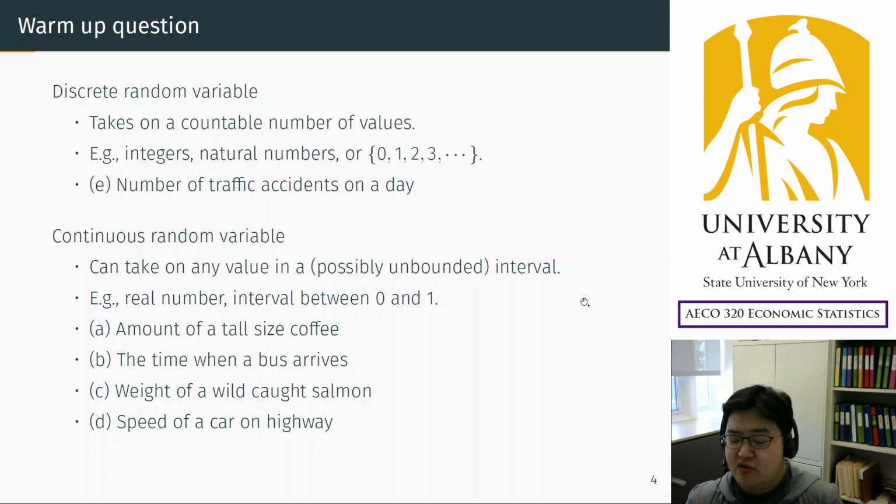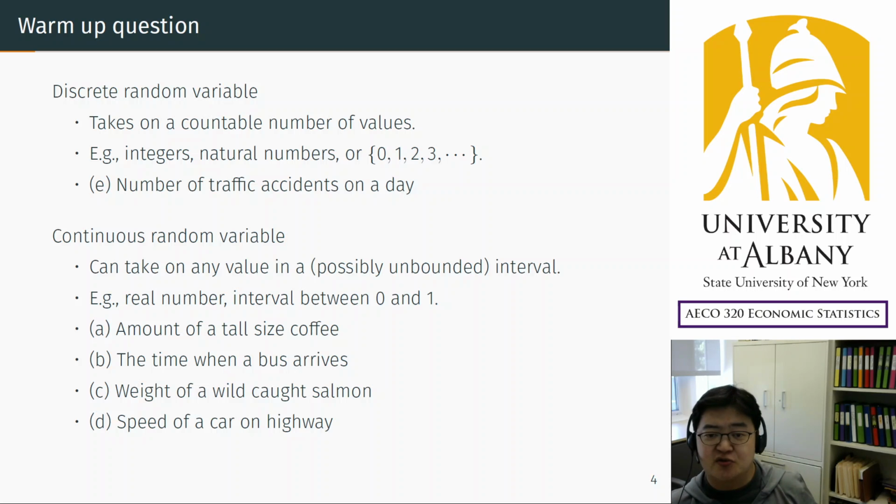The intended answer is E, and the reason is that E is discrete because it takes on a countable number of values. That means integers. The number of traffic accidents cannot be a negative number, nor can it be fractions or decimals. It should be 0, 1, 2, 3, 4. It should be integers. So we call such a variable a discrete random variable. Discrete. It takes on discrete points.